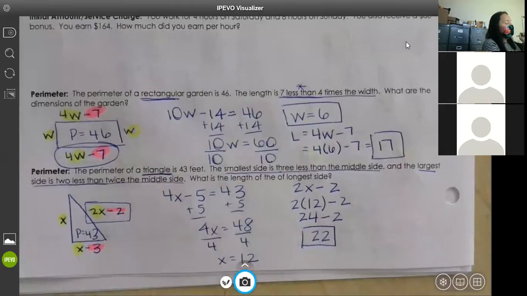All right. So perimeter is what you're going to be seeing a lot of. Okay. So on your quiz today, there's perimeter problems. Watch whether it's a rectangle or a triangle. If you need help, just ask us.